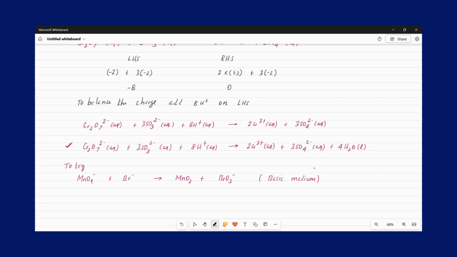This is the balanced equation which I started with.